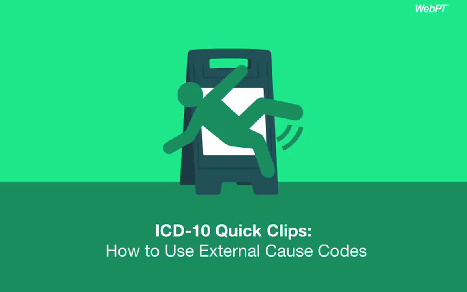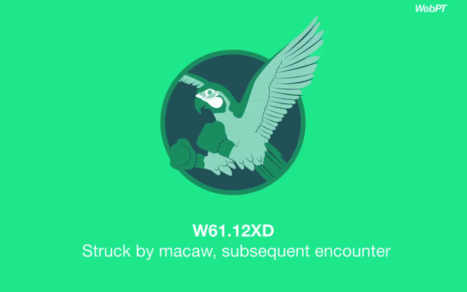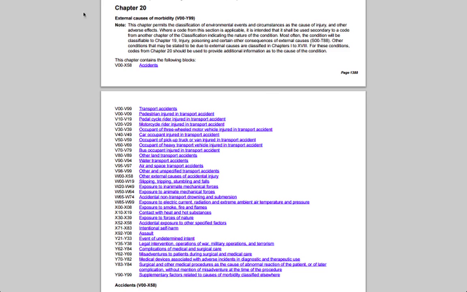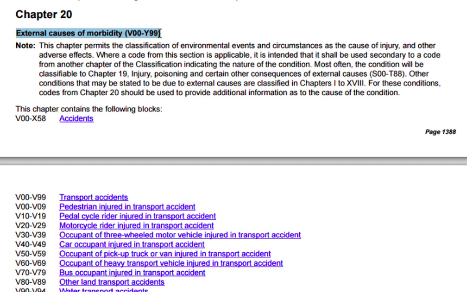By now, you've probably heard more than a few wacky-sounding ICD-10 codes, like W61.12XD, struck by macaw, subsequent encounter, or V91.07XA, burned due to water skis on fire, initial encounter. These are examples of external cause codes, which you can find in Chapter 20 of the ICD-10 Coding Manual.